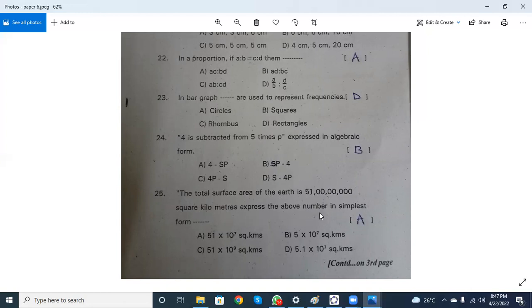Next, the total surface area of the earth is given in square kilometers. Express the above number in simplest form. So simply you have to put it in exponential form. How many zeros do we have after 51? 2, 4, 5, 6, 7 zeros we have. So the option is 51 times 10 to the power of 7 square kilometers.